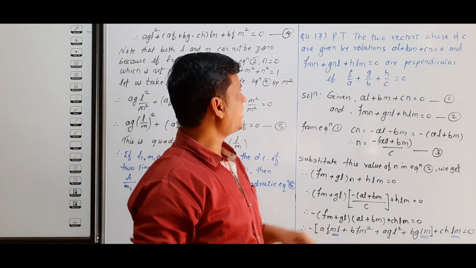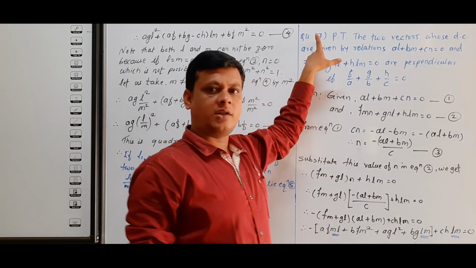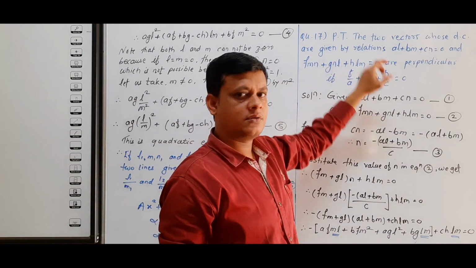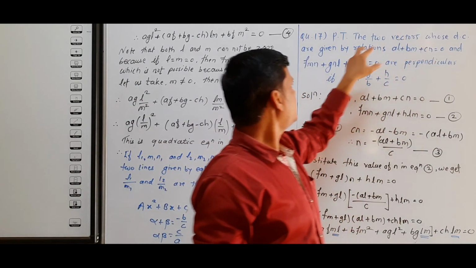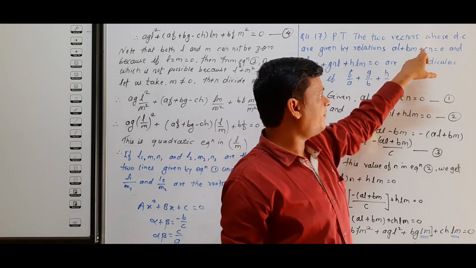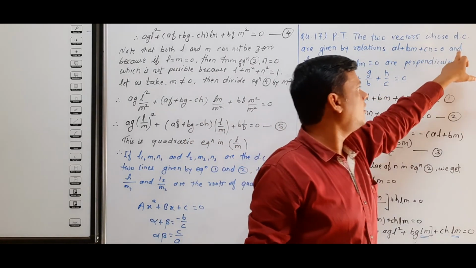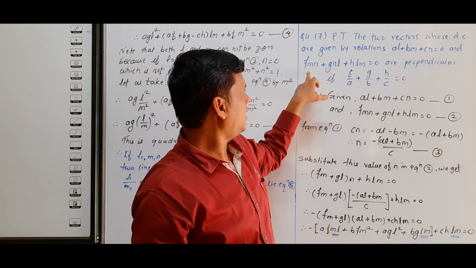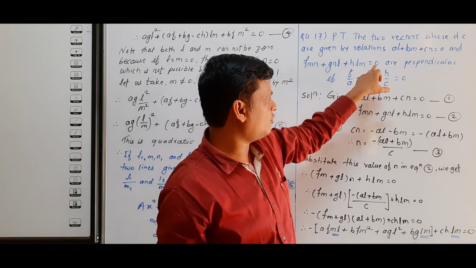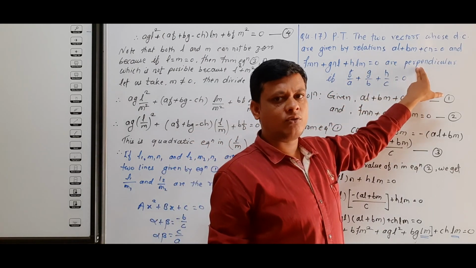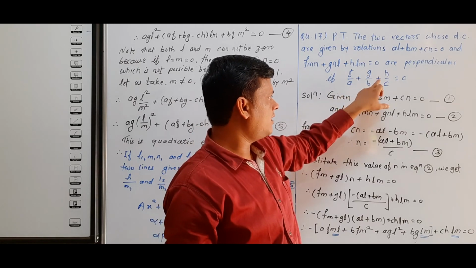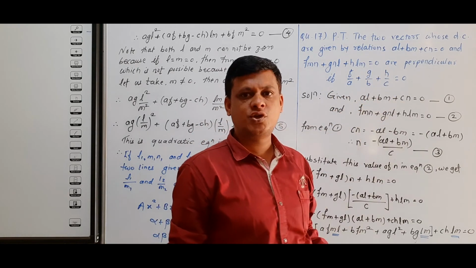Now see the next question, question number 17. Prove that the two vectors whose direction cosines are given by the relations al plus bm plus cn equals 0 and fmn plus gnl plus hlm equals 0 are perpendicular if f by a plus g by b plus h by c equals 0.